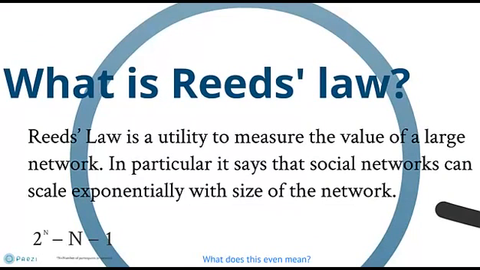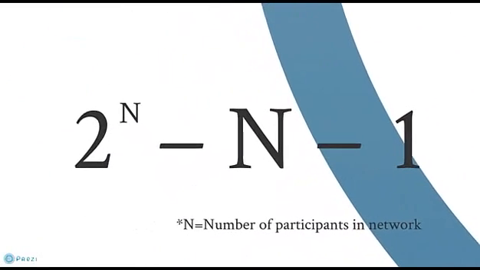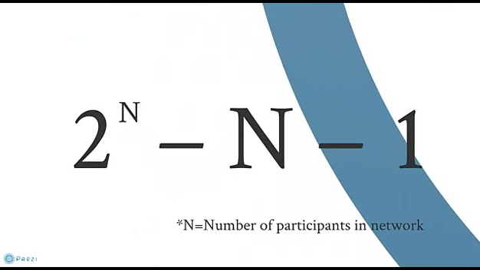What is Reed's Law, you say? Well, Reed's Law is a utility to measure the value of a large network, particularly social networks. It states that value scales exponentially with the population size of a network. The technical formula for Reed's Law is as follows: 2 to the power of n minus 1, where n is equal to the number of participants in a network.